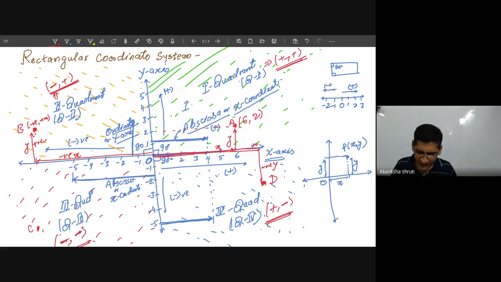So you have to keep in mind, while I talk or use the term abscissa, abscissa means x coordinate, ordinate means y coordinate. The point where they meet each other is called the origin.